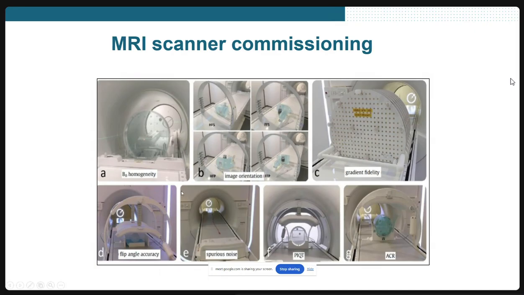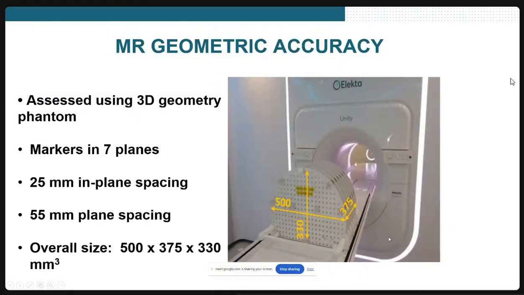Coming to the quality assurance, of course, the machine needs a lot of QA tools, especially for MRI. You need to check your B0 homogeneity. You have to see the image orientation, gradient fidelity, flip angle accuracy, spurious noise, PIQT, and ACR. All these things you have to do, but it's laborious work. Physicists have a lot of work to do, but it really works well because it helps the patient. So we can really take that challenge and do that.